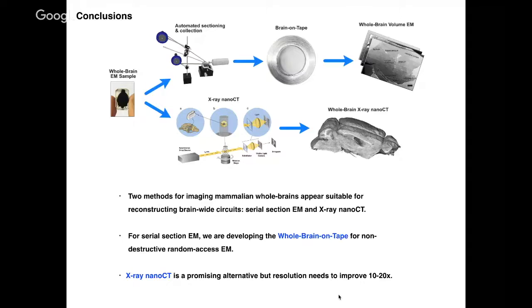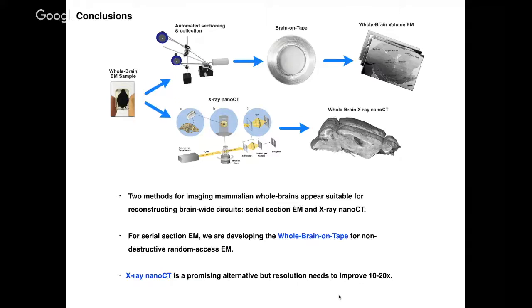Nonetheless, X-ray nano-CT has the possibility, if you can get the 10x improvement in resolution, of really revolutionizing cellular resolution connectomics, because it is a very fast method. For the whole brain on tape, if you cut it up and you talk about imaging times using a multisem, the optimistic numbers come out to 1.5 years. With X-ray nano-CT, the actual scanning itself with the X-rays is a matter of minutes.